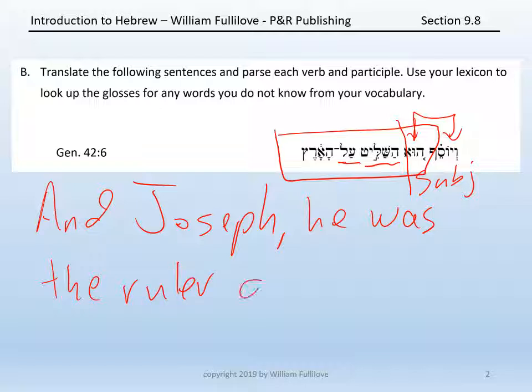al, the preposition, over, haaretz, the definite article, the, and land. V'yosef hu hashalit al haaretz, and Joseph, he was the ruler over the land. Work through the rest of B to practice your translation skills.